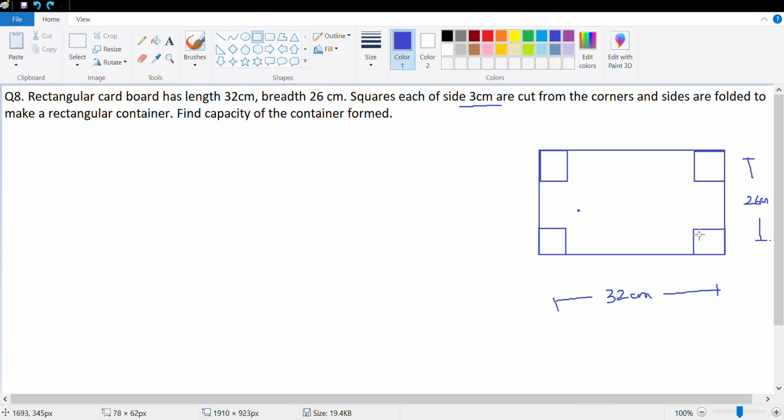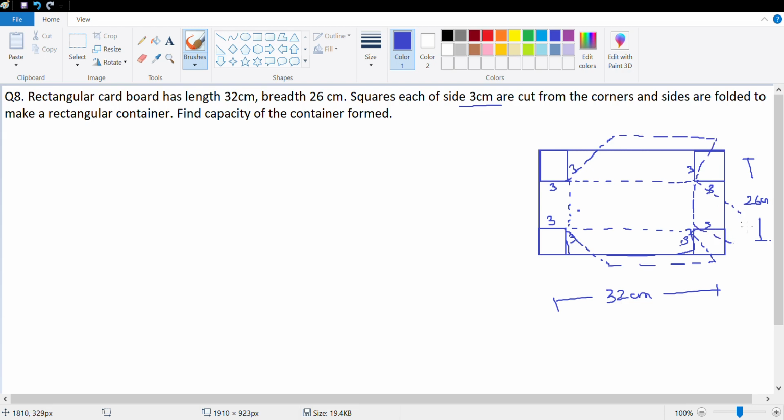4 squares are cut from each corner, each of length and breadth 3. So these are cut, and then what happens? The corners are folded to make a rectangular container. So what will happen is this portion is cut and this part now becomes the base of the three-dimensional object, and this part becomes the height, which means this is folded like this to become the height. Similarly, this part is folded here to become the height, and this part is folded like this to become the height. Similarly, this part is folded to become the height.